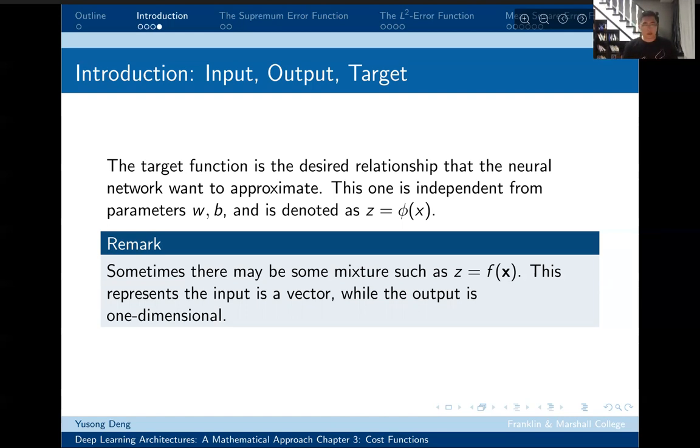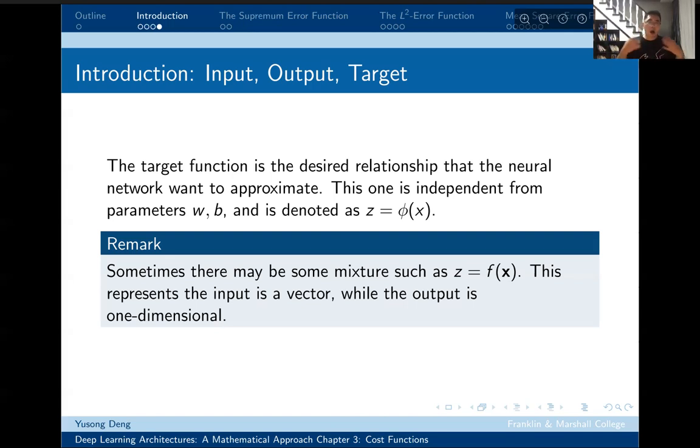I can't clearly remember, but I believe it's 28 by 28. That is a 28 by 28 figure, so there are 28 times 28 pixels. In that sense, it will be a 28 by 28 square matrix, and that is definitely the input. And what is the desired output? The desired output is just 0, 1, 2, 3 until 8, 9, right? So the output is one dimensional, but the input is a matrix. That is an example of our mixture.